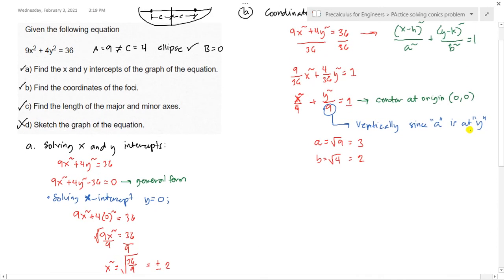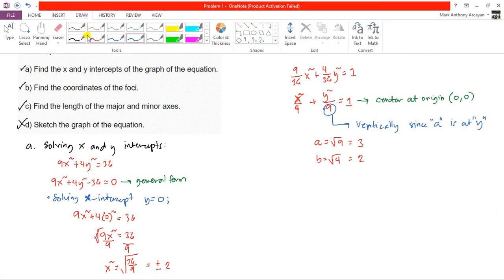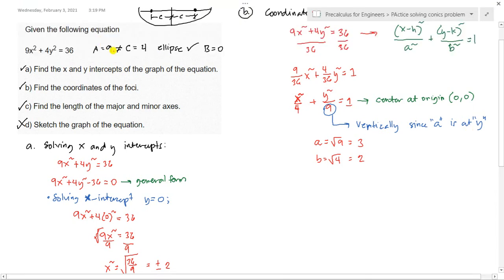Okay, so let's solve for c. Solving for c, we apply the Pythagorean theorem, the right triangle that relates to the ellipse. This is b, this is a, and c. Therefore, c is equal to the square root of the difference of the squares of a and b. That is the square root of a squared, which is 9, minus b squared, which is 4. The answer is the square root of 5. So that is our c. I hope you got that.